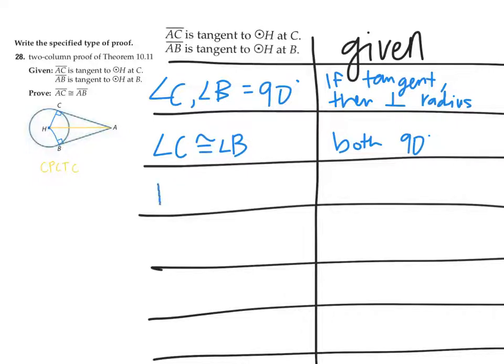What else do we know? What about HC and HB? Those are congruent. How do we know that? They're both radii. There was another theorem that said all radii in a circle are congruent. So therefore, HC is congruent to HB. All right, what else do we know?